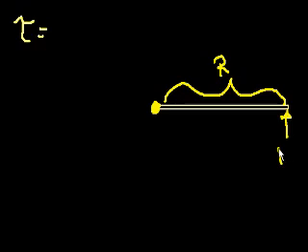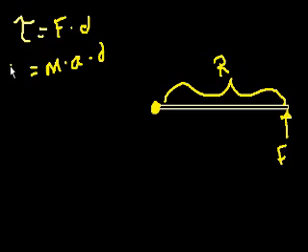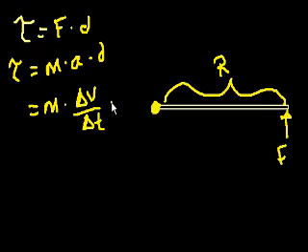So we know that the torque is this force times the distance, right? Torque is force times the distance. And then we also know, what is force? Well, that is equal to mass times acceleration, times distance. So torque is equal to mass times acceleration times distance. And what is acceleration? Well, that's equal to mass times change in velocity over change in time, times distance. Right?